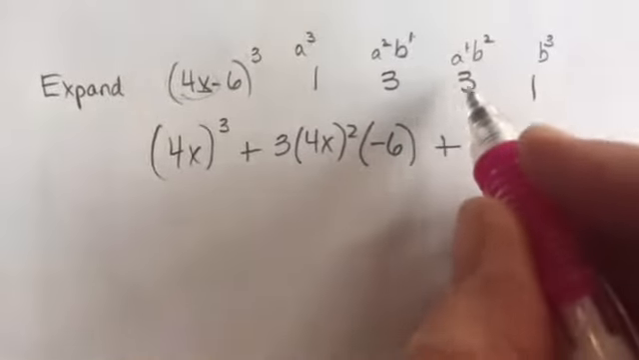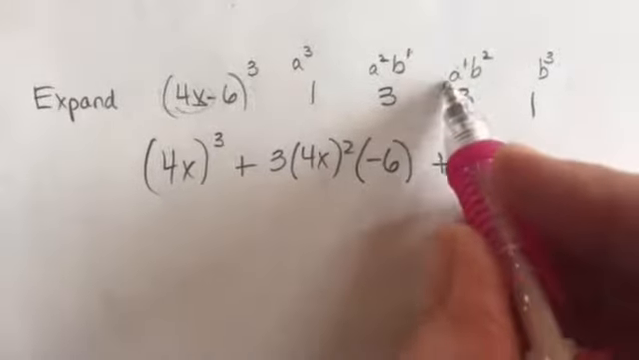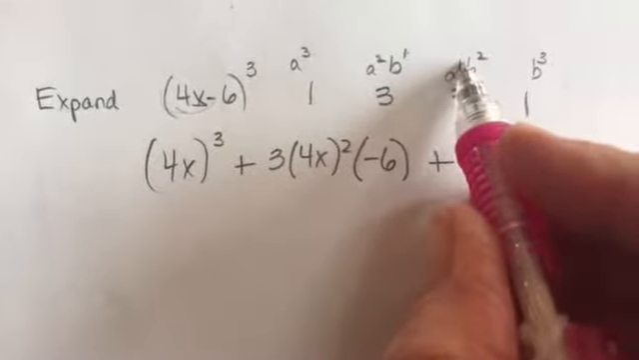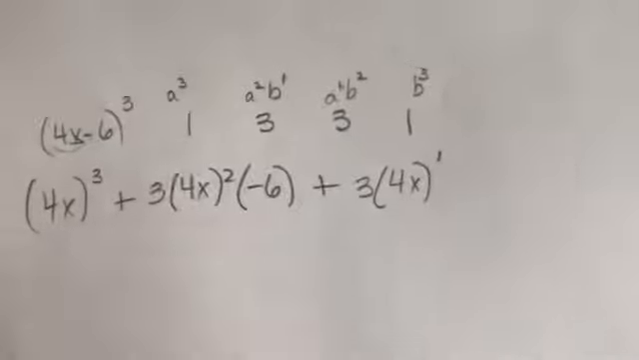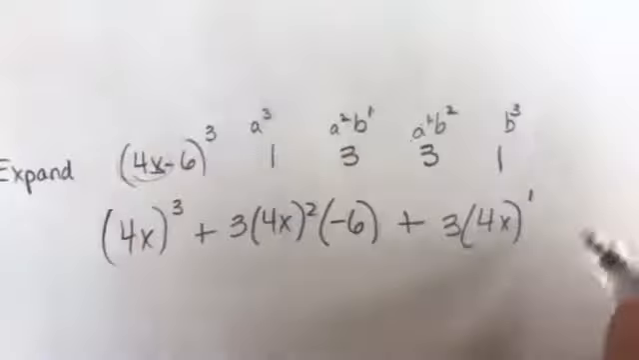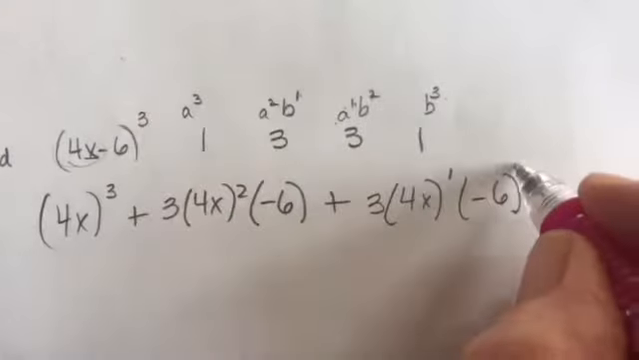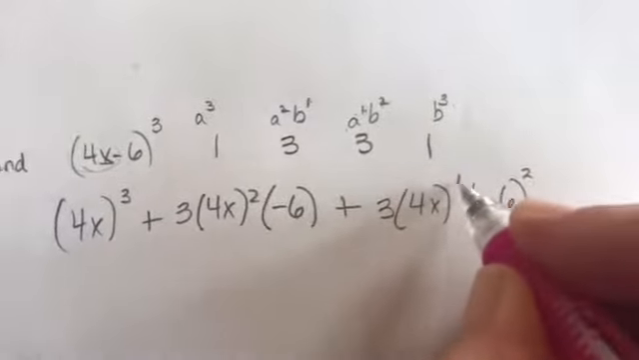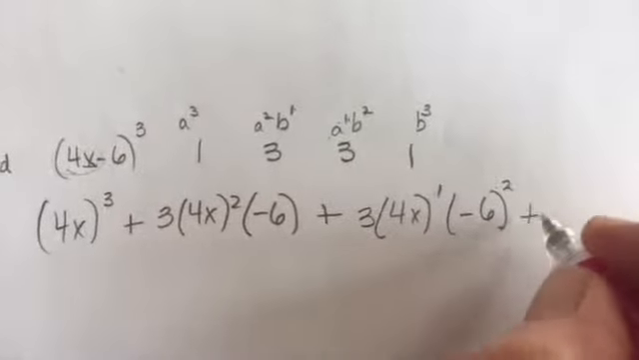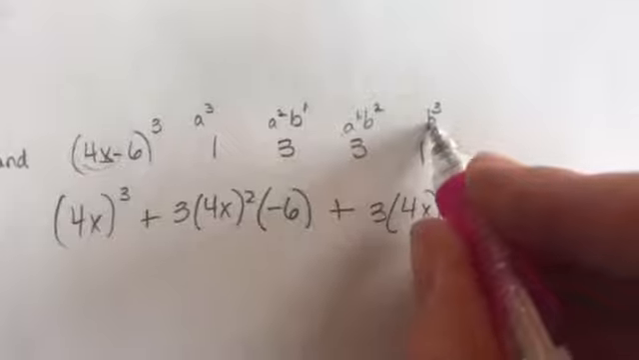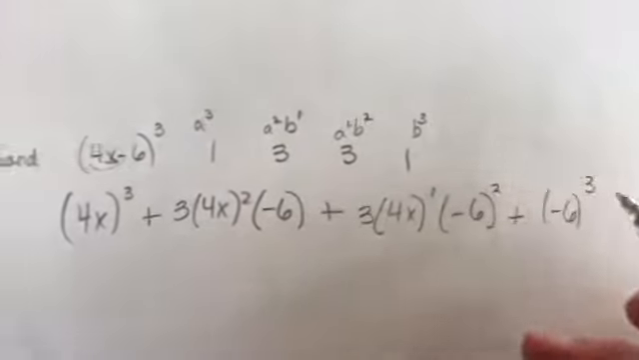Okay, for my third term, it starts with a 3, and it says to take the first term to the first power. So that's 4x. If you want to write to the first power, that's fine. And then take my second term to the second power. And again, look how my little exponents add up to 3 since I want it to the third power. And last but not least, it says take my last term and take it to the third power, which is a negative 6 to the third.